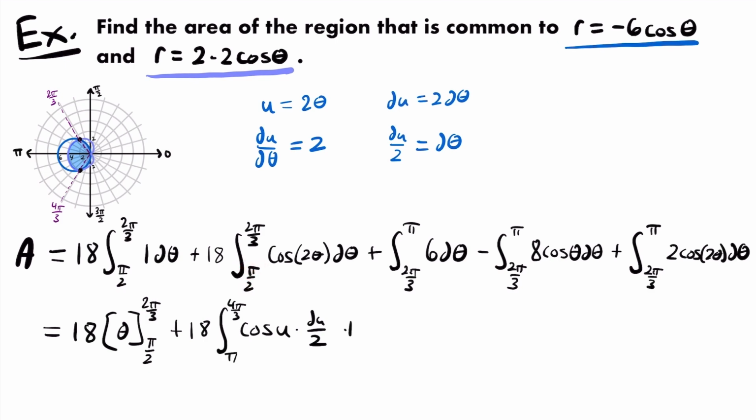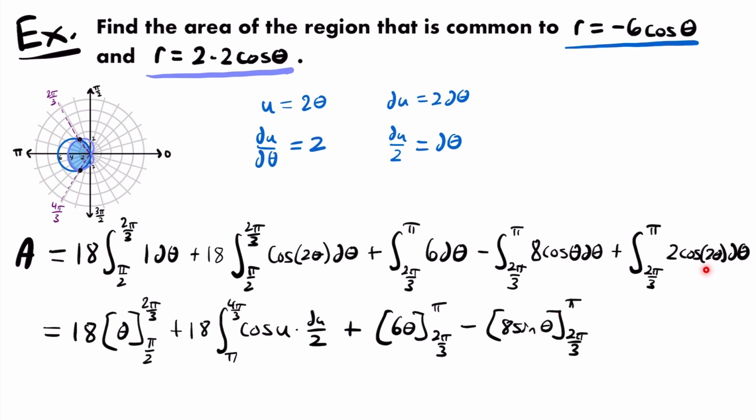All right, then we'll add that to our next integral. The integral of 6 will be 6 times theta. So we'll have 6 theta evaluated from 2 pi divided by 3 to pi. And we will subtract the integral of 8 cosine theta. The integral of cosine is sine. So we'll have 8 times sine theta evaluated from 2 pi divided by 3 to pi.